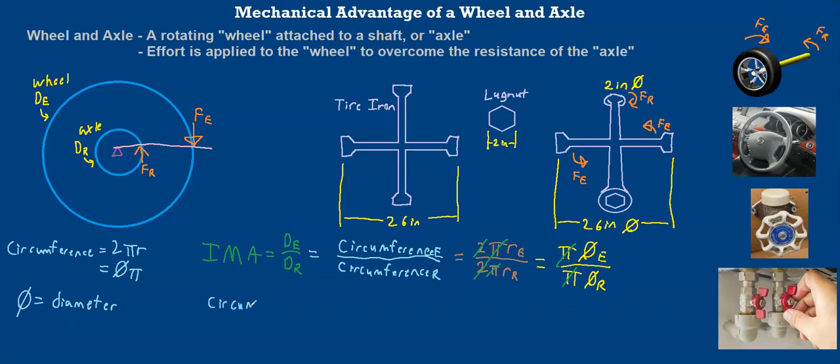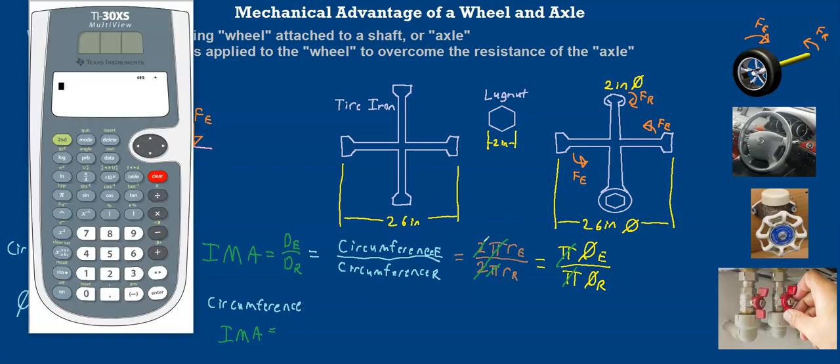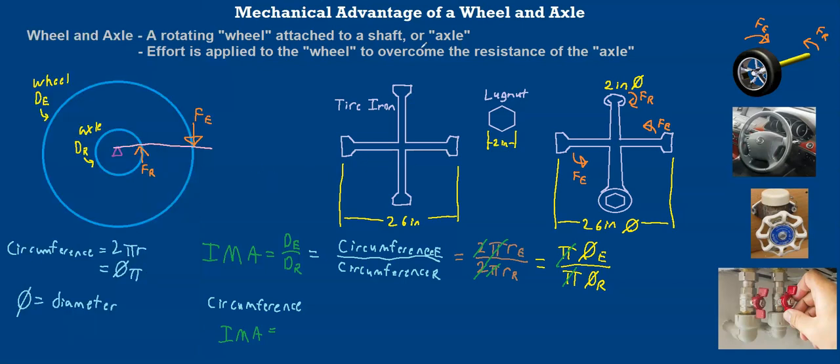Let's see what happens if we use our circumference to find our IMA. And so we'd say our IMA is equal to our distance effort, which would be our circumference effort. And so to figure this out, we need to use our handy-dandy calculator. And our formula for our circumference, we're given a diameter, so it's diameter times pi. Our effort is this 26 inches. That's where we're applying our effort. And so we'd say 26 times pi, which is 3.14. And we get a circumference effort of 81.64.